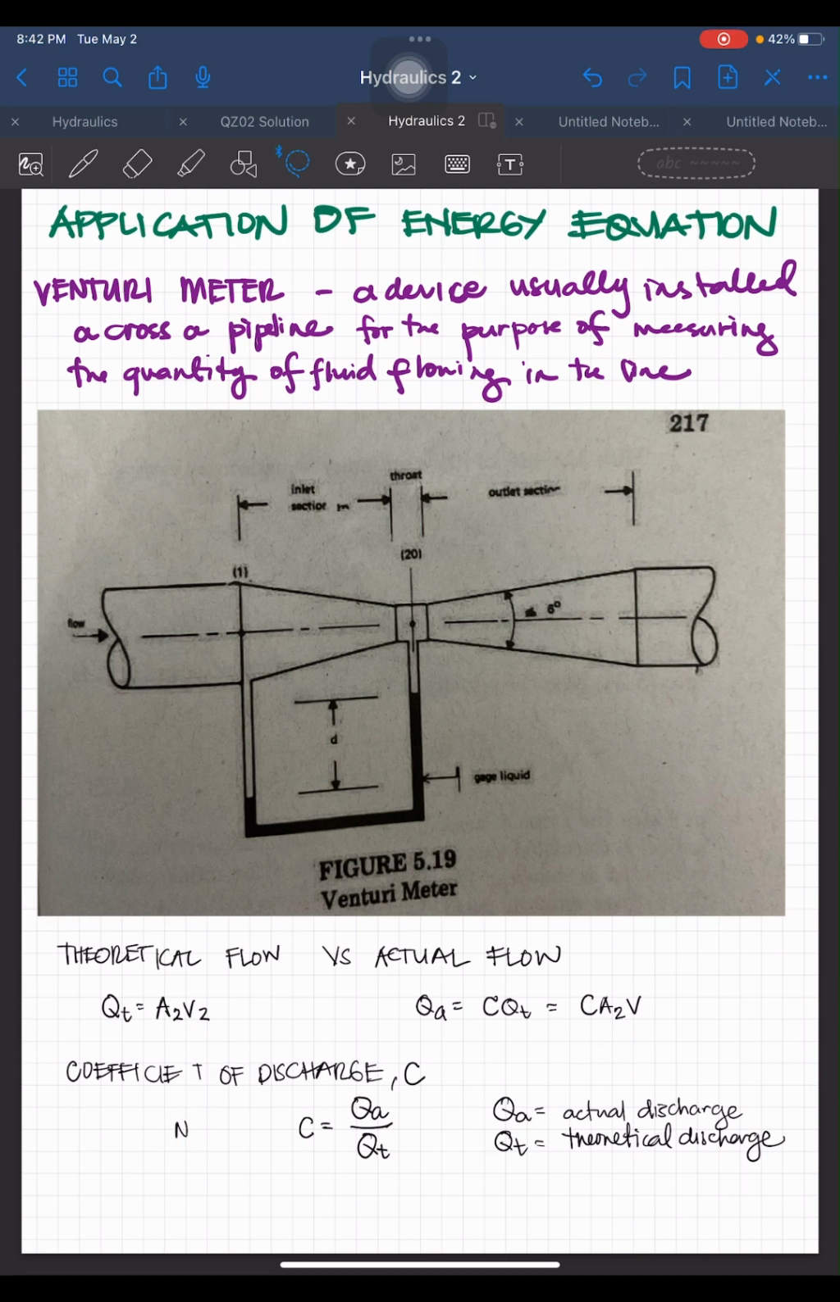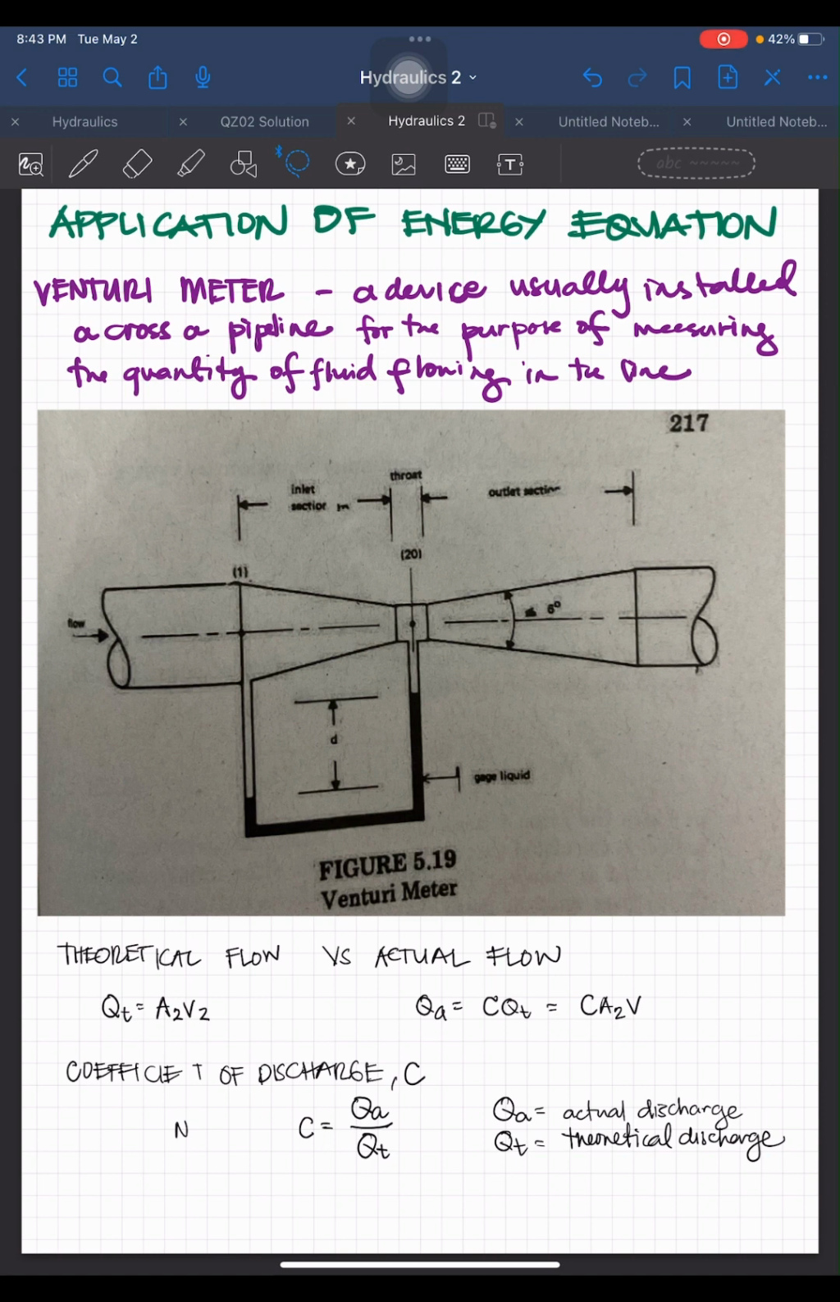Okay, for this video, we will be discussing some of the applications of the energy equation, mainly focusing on the measurement of flow and the instruments that we use. The first one would be what we call the Venturi meter, which is a device installed across a pipeline for the purpose of measuring the quantity of fluid flowing in the pipe in the pipeline system. So here in figure 5.19 is a general illustration of what a venturimeter is.